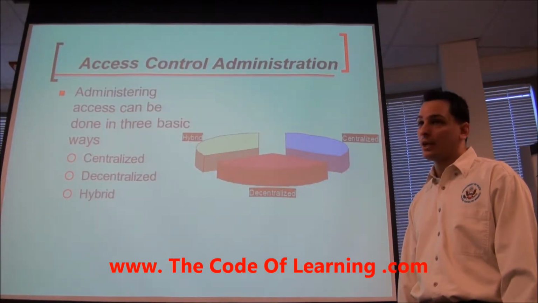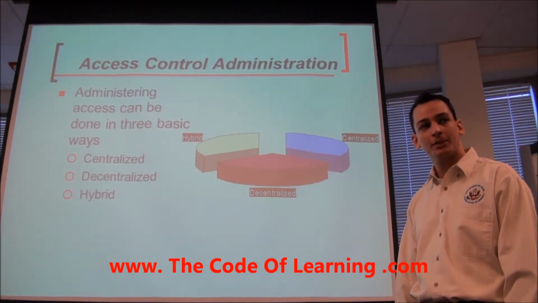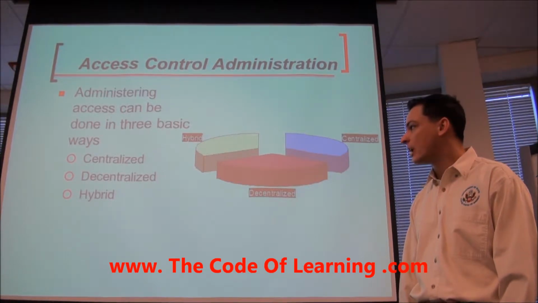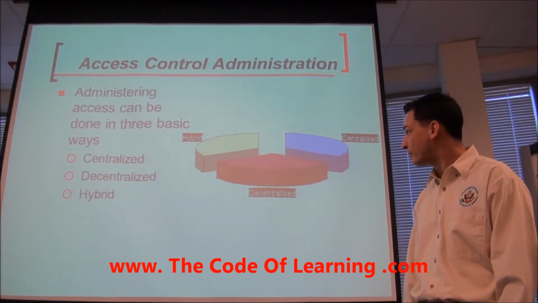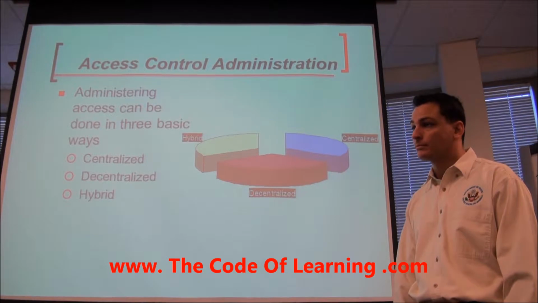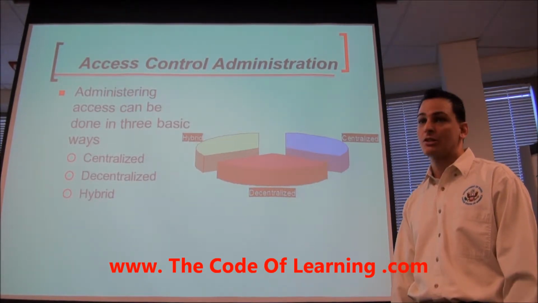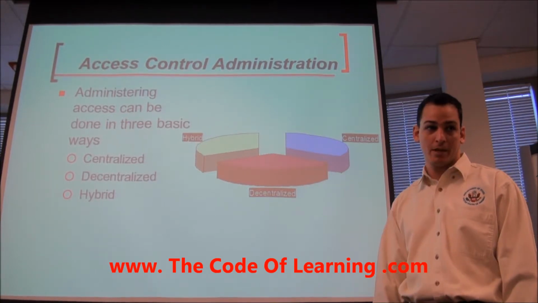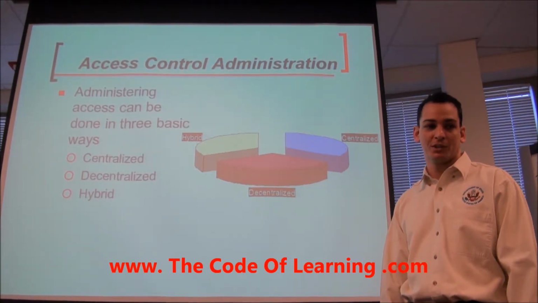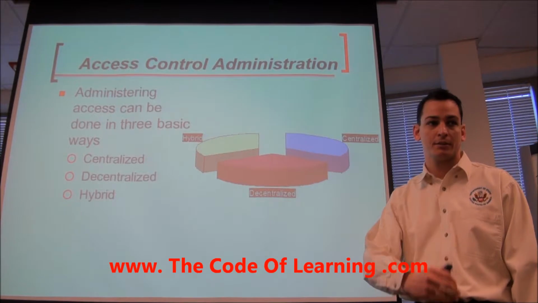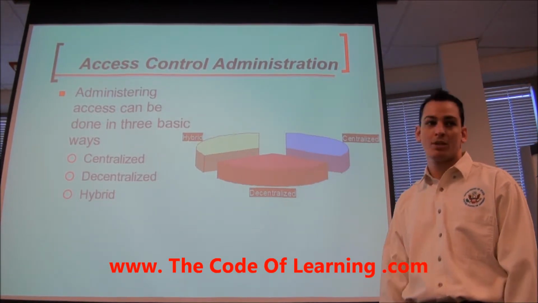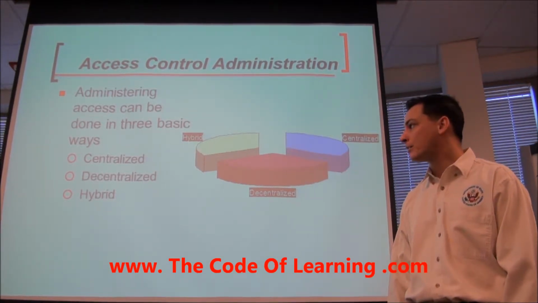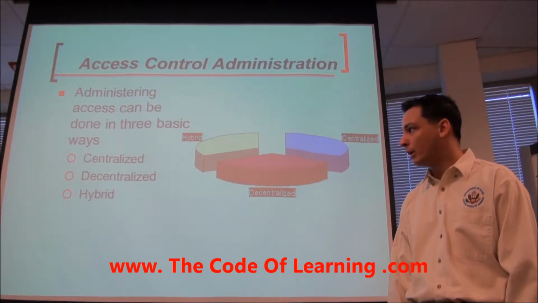All right. So when it comes to administration, there are basically three different types of models: centralized, decentralized, and hybrid. Centralized means that you administer everything in one location or one central source, and decentralized would be you don't manage it in one central source, and then hybrid would be a combination of the two. Let me give you a great example of a hybrid.